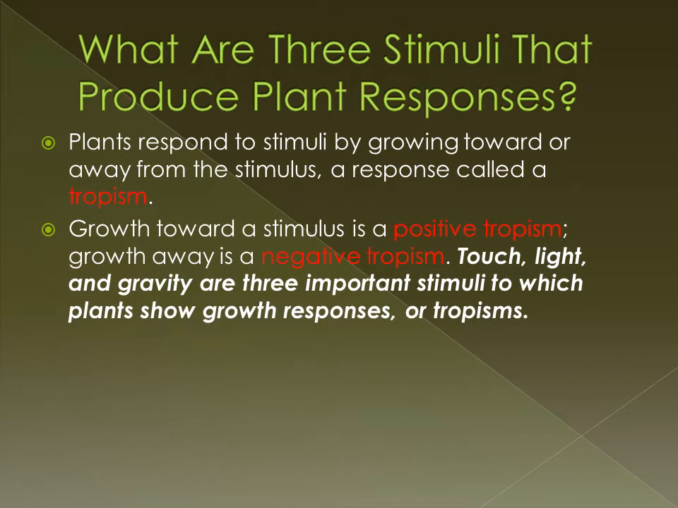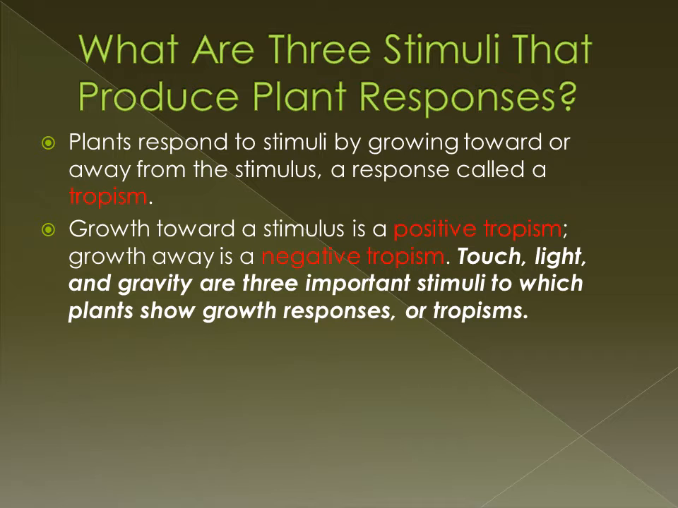Growth towards a stimulus is a positive tropism. For example, if the plant is growing towards a stimulus, we call this a positive tropism. If the growth is away from a stimulus, we call this a negative tropism. What are examples of stimulus? Touch, light and gravity are three important stimuli to which plants show growth response or tropism.